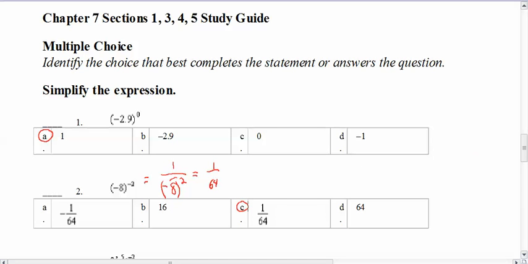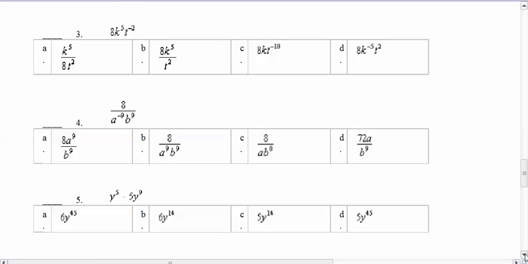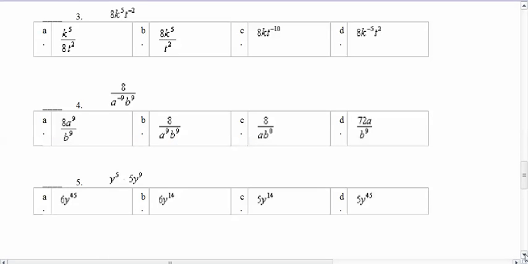Okay, the next one, number 3. Okay, I'm going to keep my 8. I'm going to keep the k to the 5th power, and I'm going to bring that t and make it a positive 2 to the 2nd power by bringing it to the bottom. So I've got 8k to the 5th over t to the 2nd. And that one, letter B.